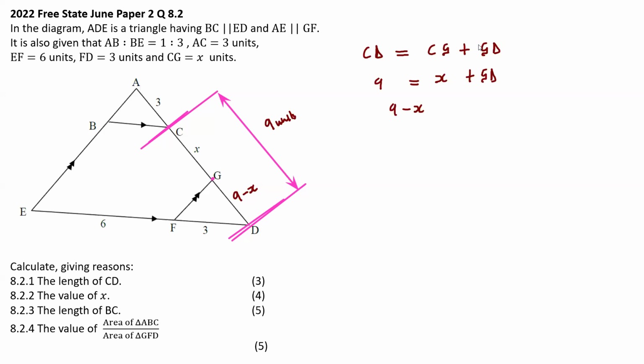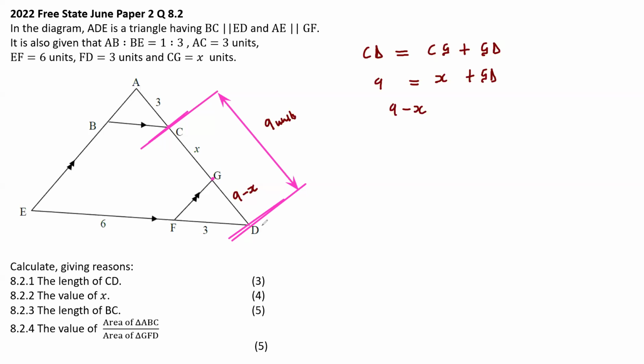If I try to go back and use BC and ED, I don't think it will work. I'll get a bit stuck. So if I use BC parallel to ED, it won't work. You can even try it, you'll get stuck. But why can I not use GF? I see GF, there's my GF parallel to AE. So can I use that? Yes.